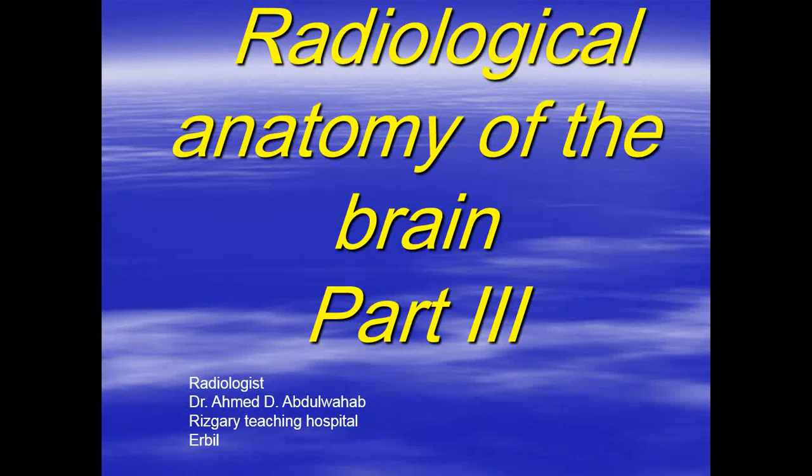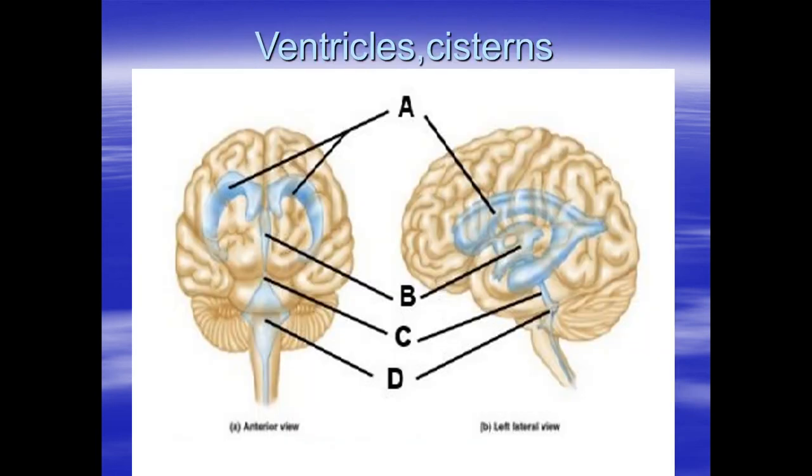Evening everyone. Today we will continue with our presentation on the radiological anatomy of the brain. This is the third and last part. Last time we were at this slide, which is about the ventricles and the cisterns. So let's try just to refresh our memory.